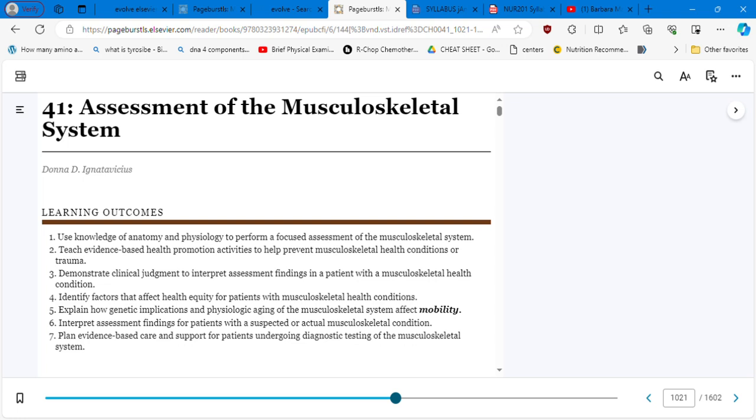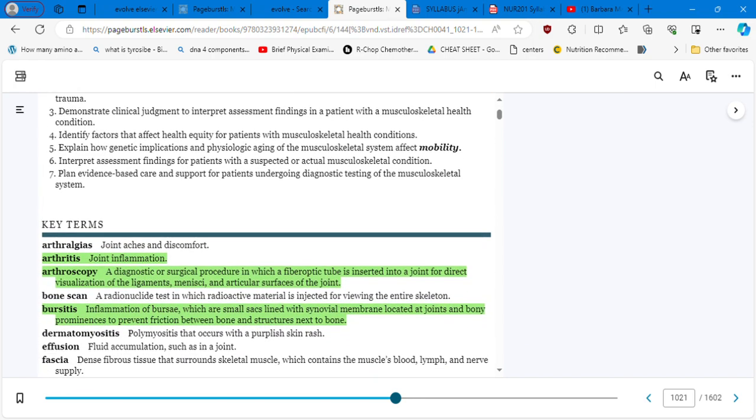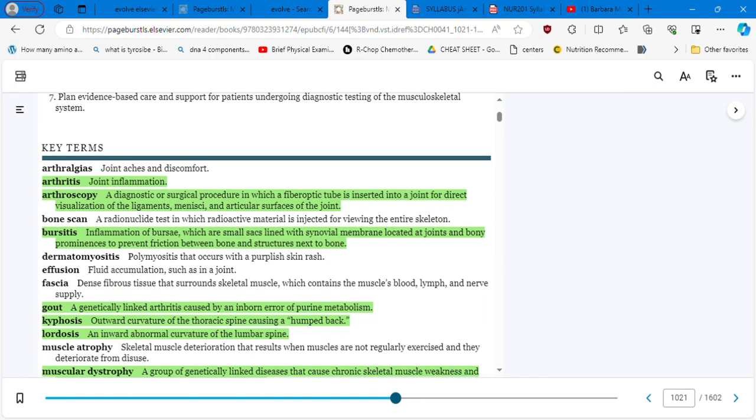Hello students. Welcome to the chapter Assessment of the Musculoskeletal System. We are going to review the key terms that I want you to focus on.